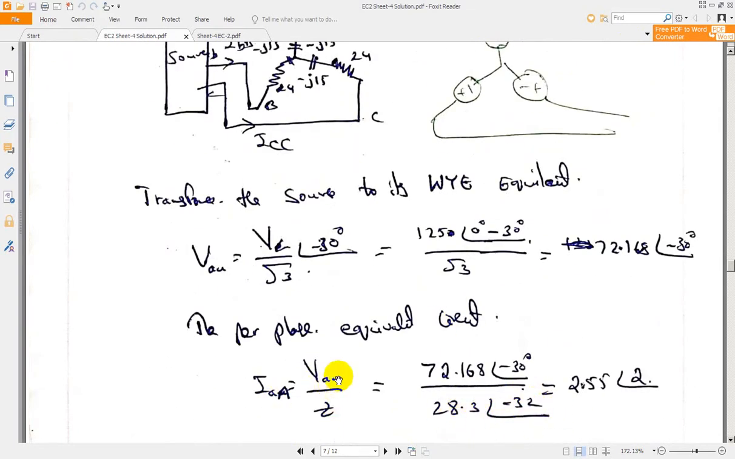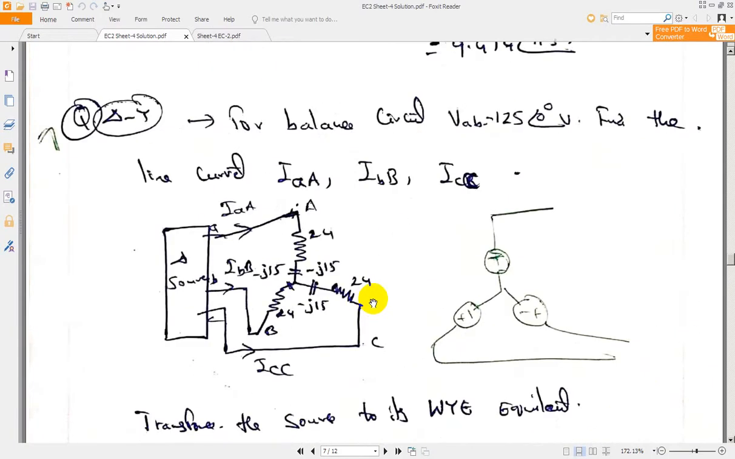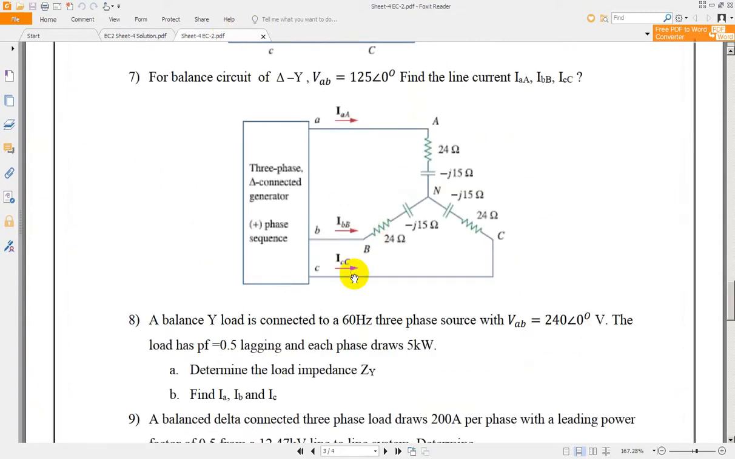So VAN by Z. Substitute the values and you will get 2.55 at an angle of minus 18. Similarly, IB is equal to IA at minus 120, since it is in phase sequence. Why minus 120? Was the phase sequence specified? Yes, if we go to the problem, it is in the positive phase sequence.